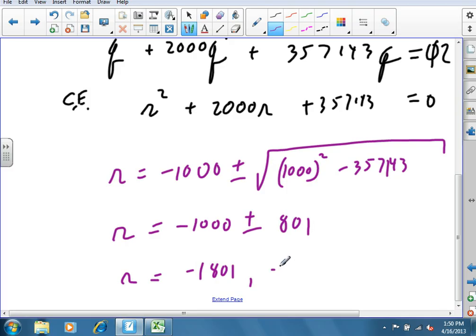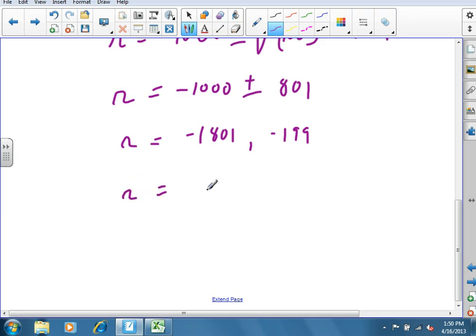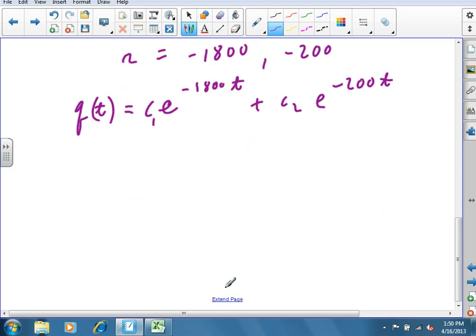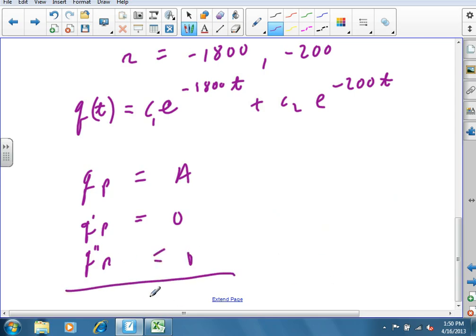it's going to be minus 199. Okay, now following the last thing, we're going to round these off to minus 1,800 and minus 200 and then we'll just carry those as our answer. So Q of t is C1 e to the minus 1800 t plus C2 e to the minus 200 t. Q, the particular solution, has an A, and the first derivative is 0 of that, and the second derivative is 0.